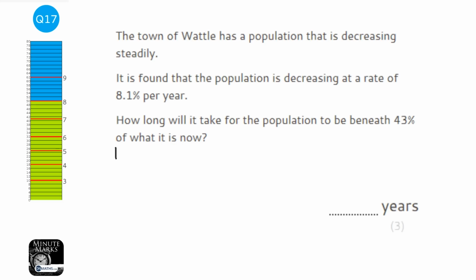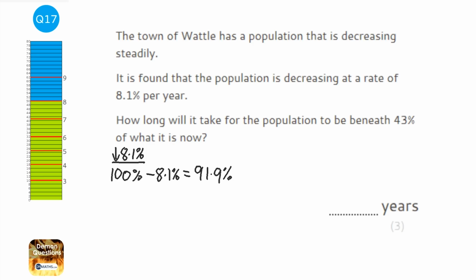It says it's decreasing by 8.1%. So let's work that out as a multiplier. We always start off with 100%. We're taking away 8.1% because it's decreasing. We can do that on the calculator or in our head. Hopefully the answer is 91.9%. And then we need that as a multiplier. 91.9% divided by 100 to get it as a multiplier, and we get 0.919. Okay, so this is our multiplier. Whenever we times something by this number, we're decreasing it by 8.1%.